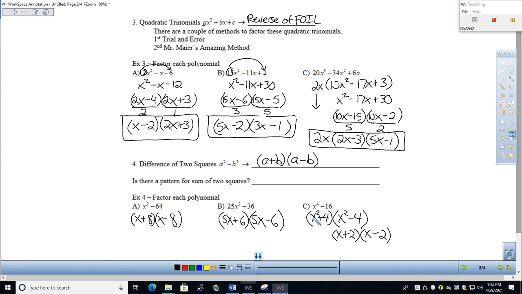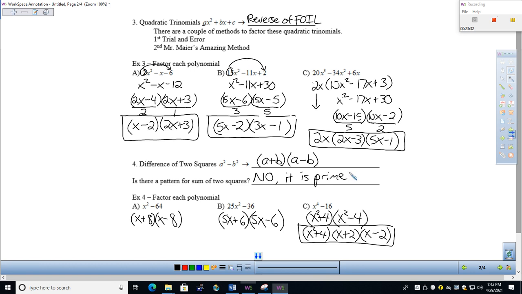This happens to have two perfect squares, but there's a plus in between them. This is what's called a sum of two squares. And, not to leave you in too much suspense, a sum of two squares is already prime. Cannot be broken down further. So, and I'll show you this in just a moment, but is there a pattern for sum of two squares? No. It is prime.